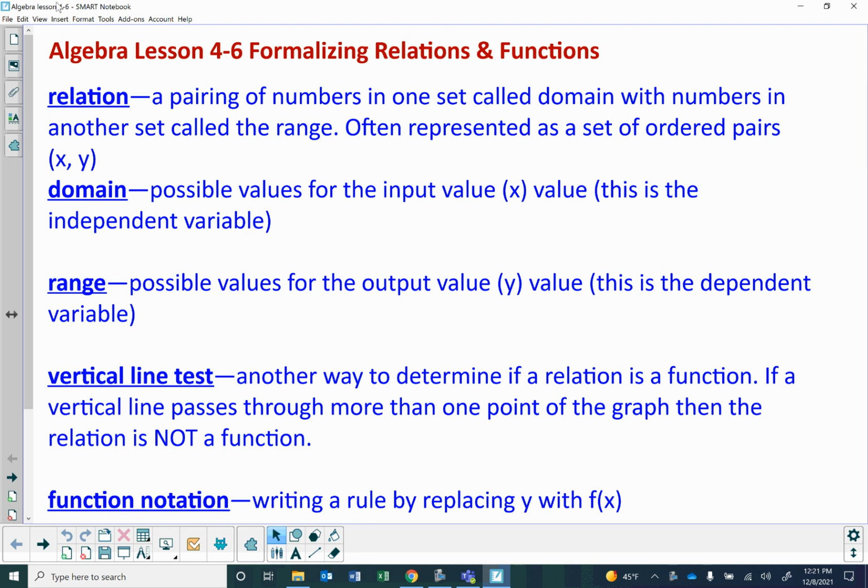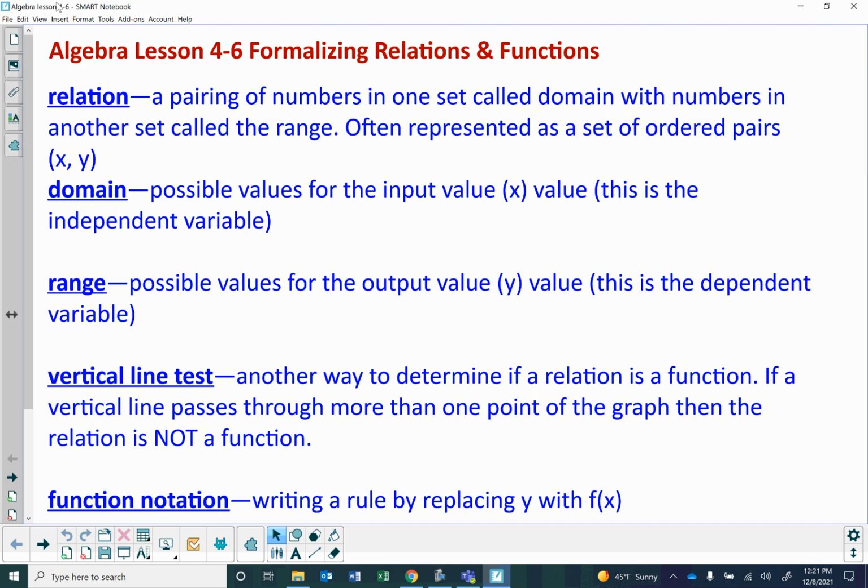A relation is a pairing of numbers in one set called the domain with numbers in another set called the range. It is often represented as a set of ordered pairs. Pretty much anything can be a relation. You can have x comma y, you can have an x and y value like -2, 3, or 4, 6. Those are relations. The domain is the possible values for the input, otherwise known as the x value. This is also the independent variable.